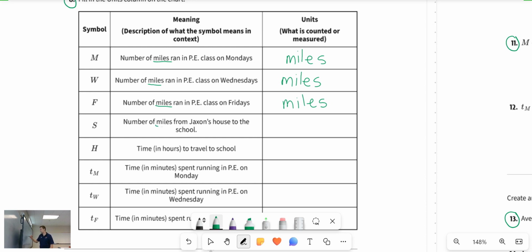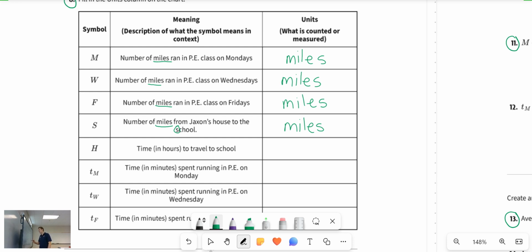All right, so again, number of miles, but now we're worried about the school. So that's where the S comes from. So this is still measuring miles, right? That's still our units. But we are now measuring sort of like driving distance, or maybe it's a school bus, or maybe he walks, maybe he runs to school as well, but we don't know.